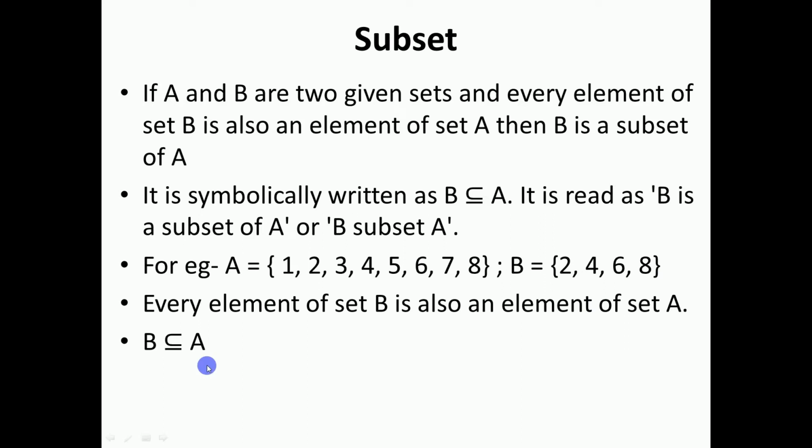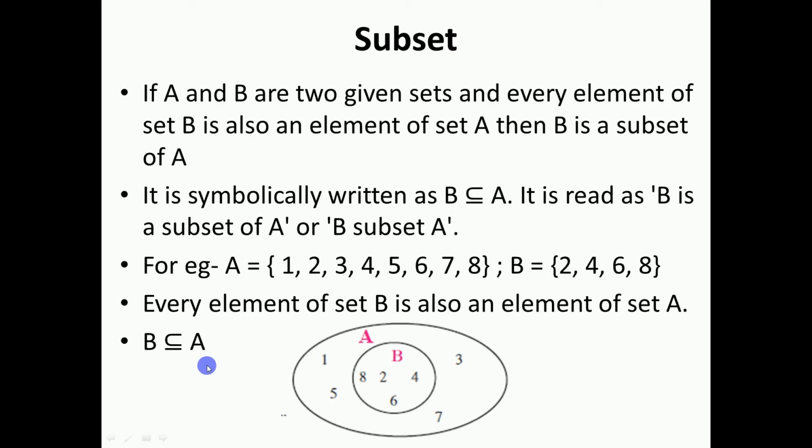Also we can represent this subset using a Venn diagram like this. So here I have drawn an oval shape. Here is set A, and it has elements 1, 2, 3, 4, 5, 6, 7, 8. But in this set there is also another set, which is set B, and this has elements 2, 4, 6, 8. So it is written inside the circle. So you can represent the subset using a Venn diagram also.